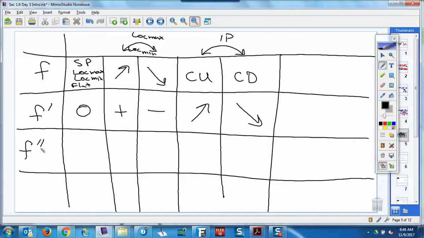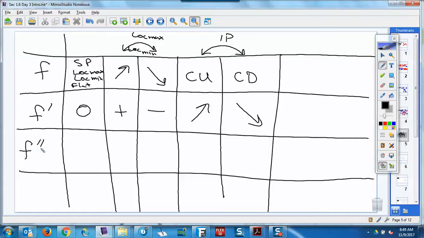F prime. So it's the same as F and F prime, right? One of the things you're going to notice today in the homework on 1.7, and we got some in 1.6, some in 1.7. In 1.7, they're going to give you an F double prime graph and ask you questions about F prime.